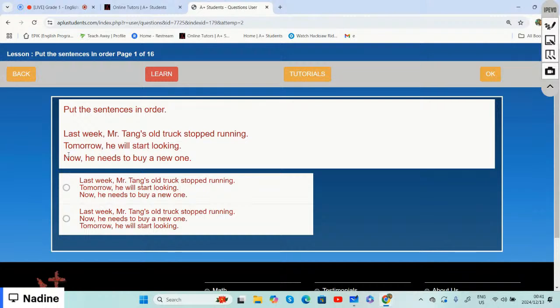Tomorrow he will start looking. Now he needs to buy a new one. Or is it option 2, where we say last week Mr. Tang's old truck stopped running. Now he needs to buy a new one. Tomorrow he will start looking. We need to put that in order. Which order is correct? Option 1 or option 2?